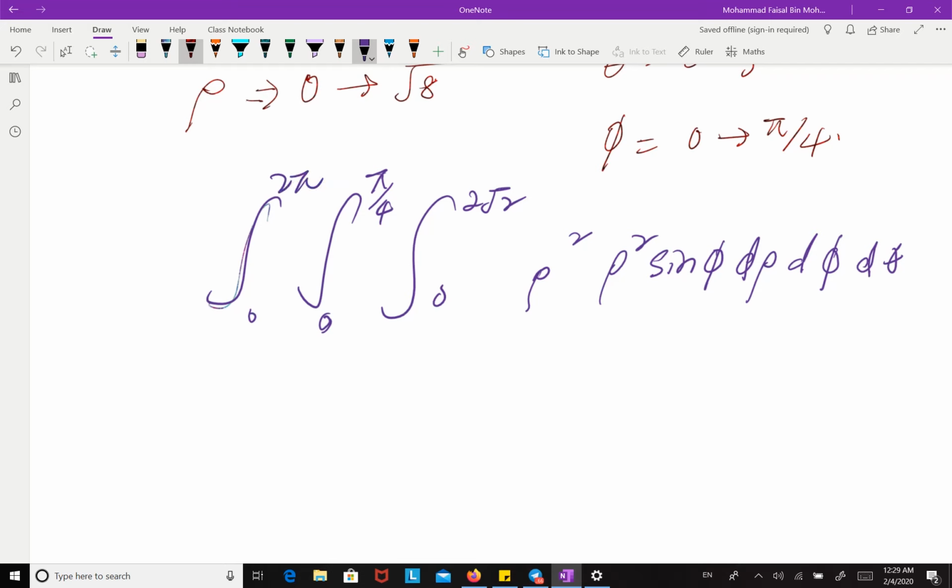Okay, so if you integrate this, you will get 221.2 pi. So questions 2B and 2C will be your homework.